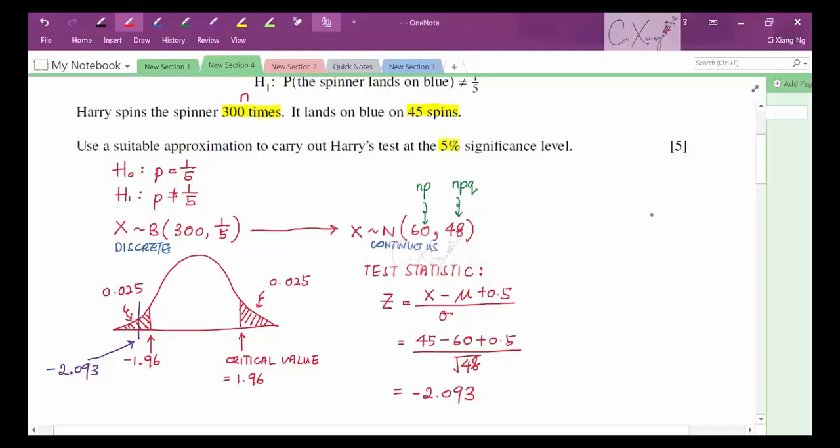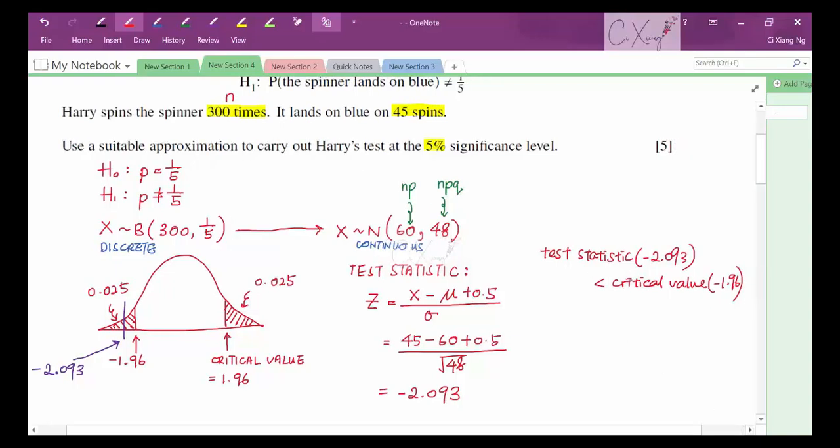Before we make any conclusion or decision, we should compare. The test statistic, which is negative 2.093, is smaller than the critical value, which is negative 1.96. Or to be clearer, you can observe from the diagram that negative 2.093 falls under the rejection region. So this is the comparison that I made, and therefore I can conclude that we should reject the null hypothesis.